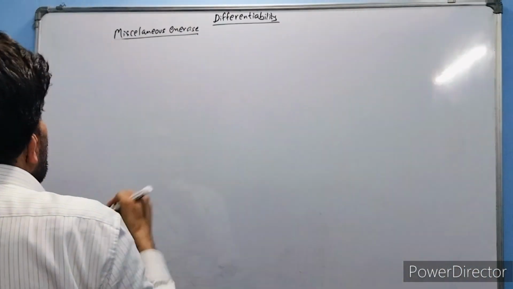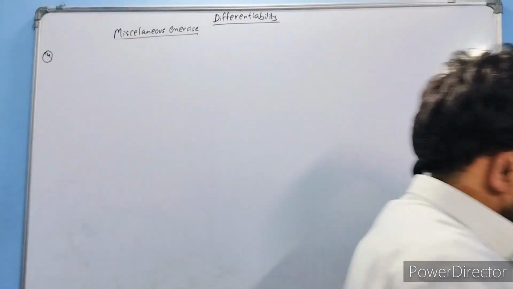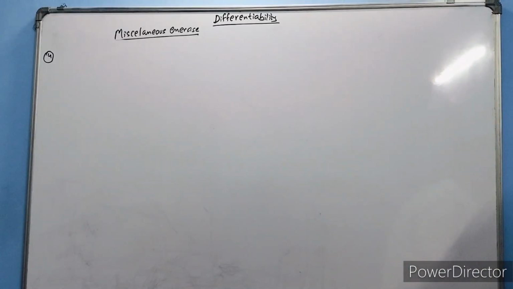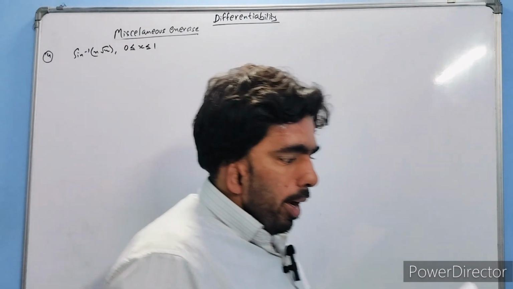Now we have the fourth question. Let us try to solve sine inverse of x root x. Here we can see they have given the condition that x lies between 0 and 1. Sine inverse x root x.